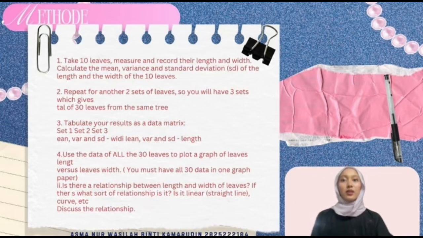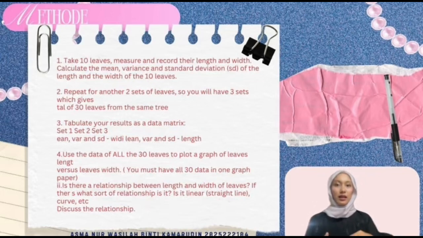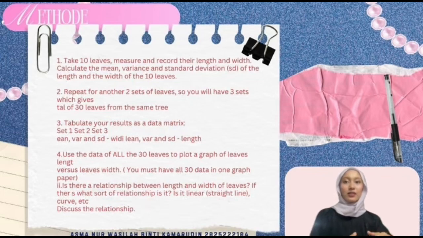Third, tabulate your result as a data matrix: mean, variance, and standard deviation for width and length for set 1, set 2, and set 3. Fourth, use the data of all the 30 leaves to plot a graph of leaf length versus leaf width, and then state the relationship between length and width of the leaves, if there is any relationship.